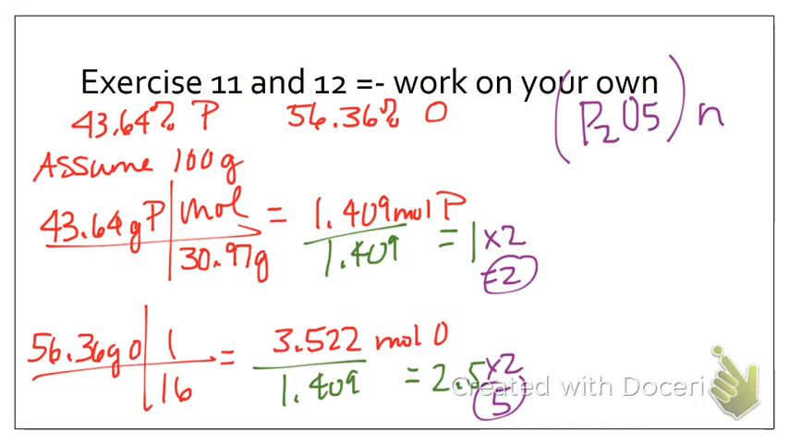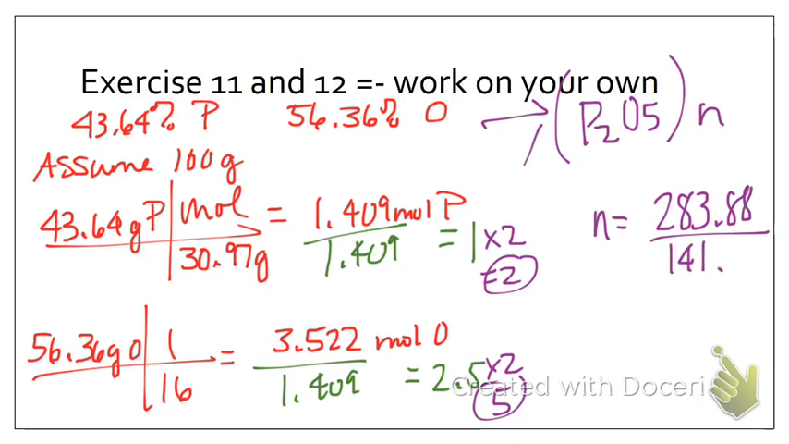So our empirical formula is P2O5. And then it gave us a molar mass of 283. So N is going to be 283.88 divided by the empirical mass of P2O5, which is 141.94. So that is equal to 2. So then our molecular formula is P4O10.